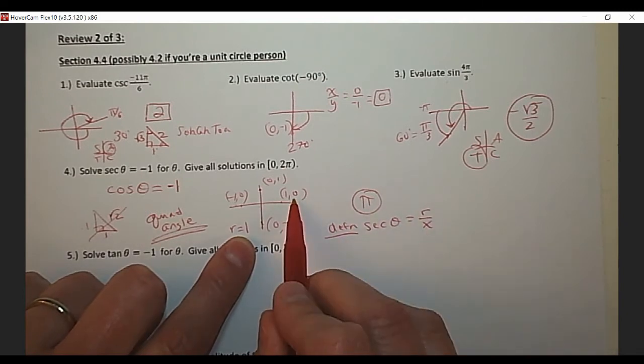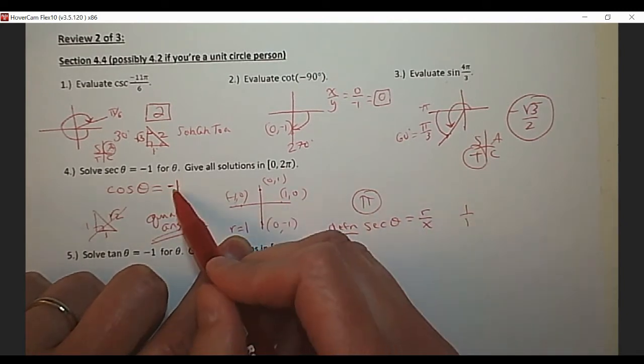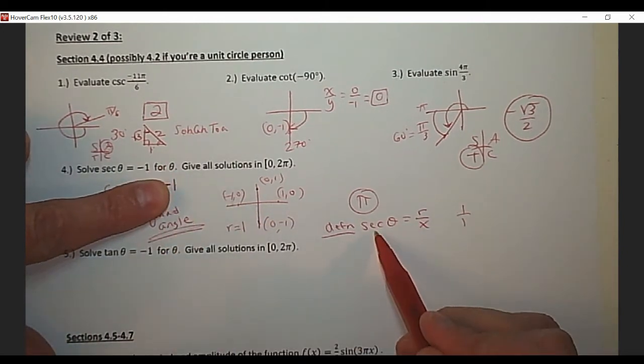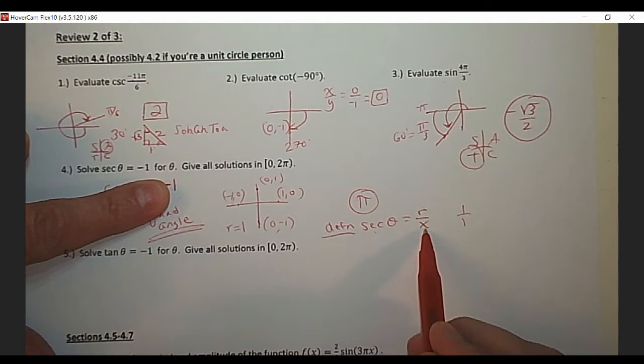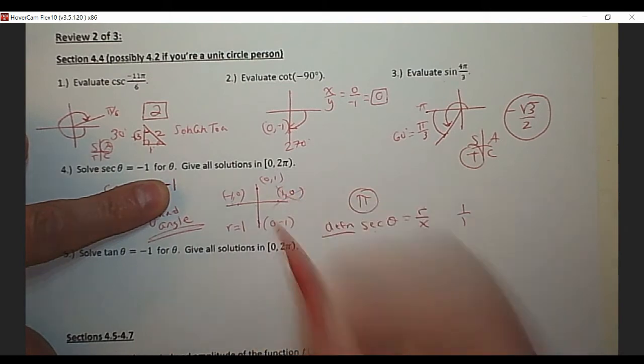And if we test r over x here, that's going to be 1 over 1. That's +1. That's not, I'm sorry, I'm looking at secant. So if I'm doing secant right here, r over x is 1 over 1. That does not match. It has the wrong sign. So it's not this one.